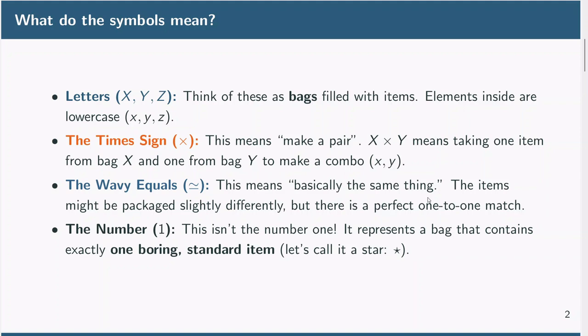Then we have the wavy equals sign. This tells us that two things are basically the same thing. The items inside might be packaged slightly differently, but there is a perfect one-to-one match between them.